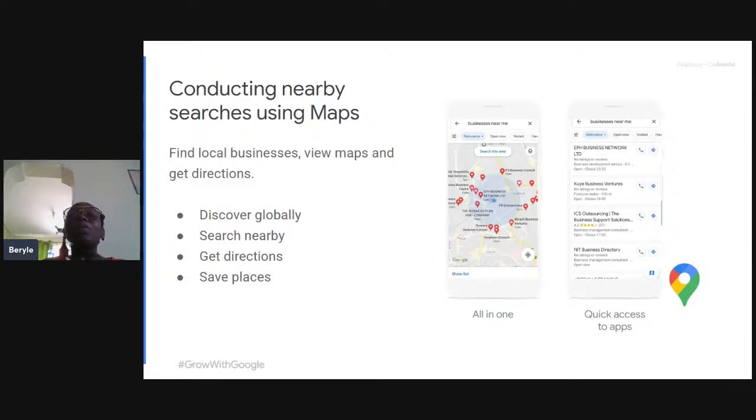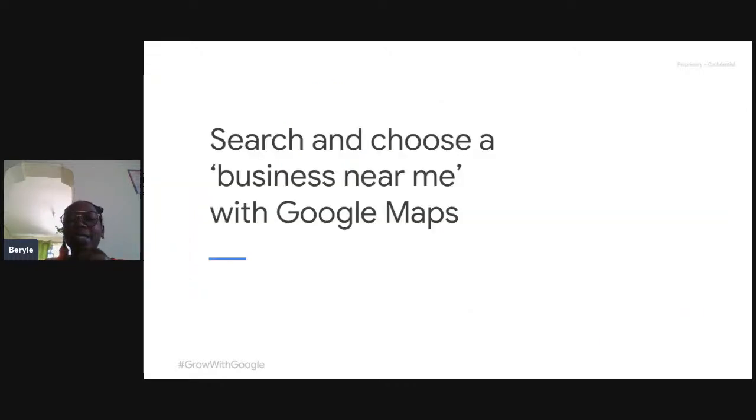Then people are able to use the search nearby feature to search for your business. So you're also discoverable to people who are around you, and they're able to get directions. I've talked about saving locations and saving places.